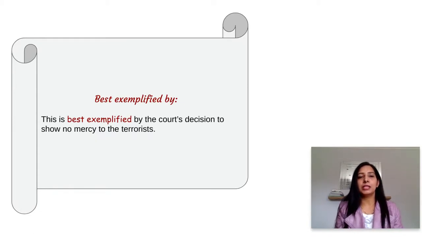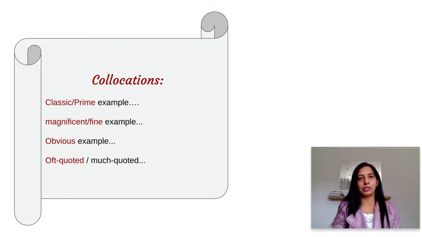Last is the best exemplified by. This is also a beautiful way to give an example. Like, this is best exemplified by the court's decision to show no mercy to the terrorists. So, this is best exemplified. This is a phrase which you can use in the beginning and can be followed by the example that you want to state. All right. So, all these are the ways by which you can link your ideas to examples.